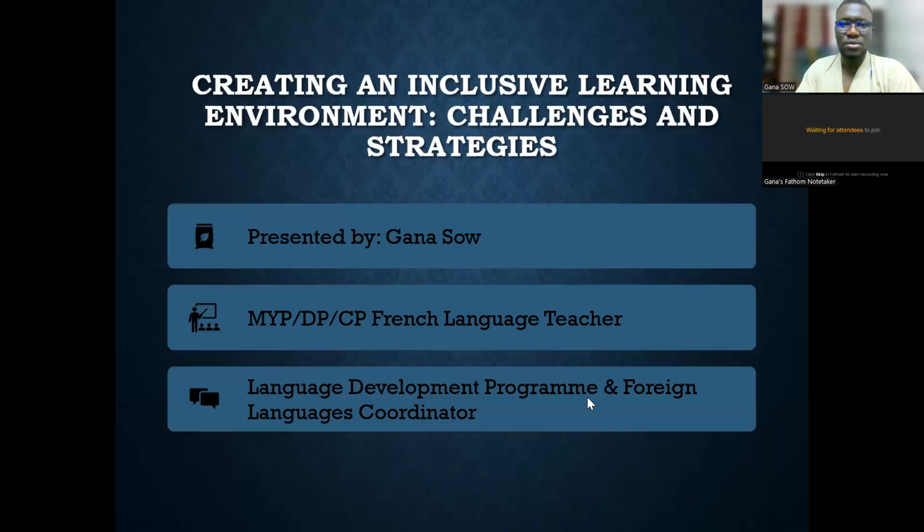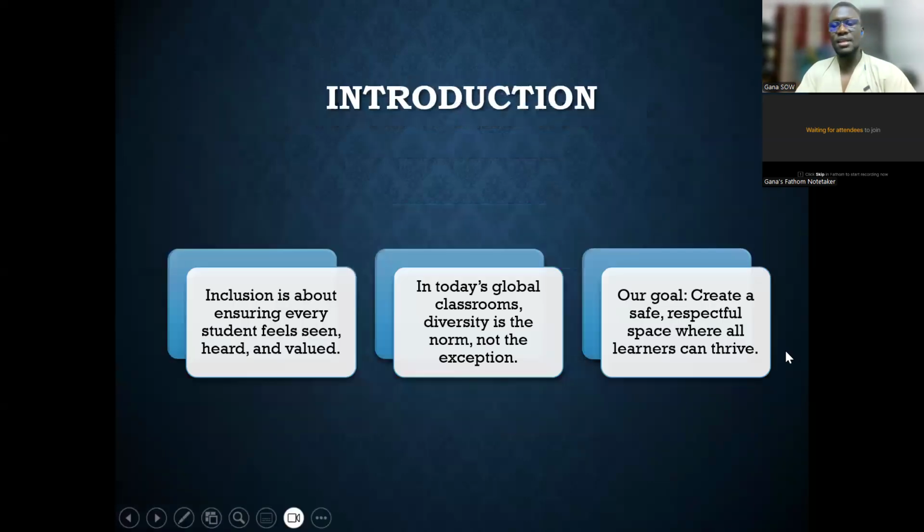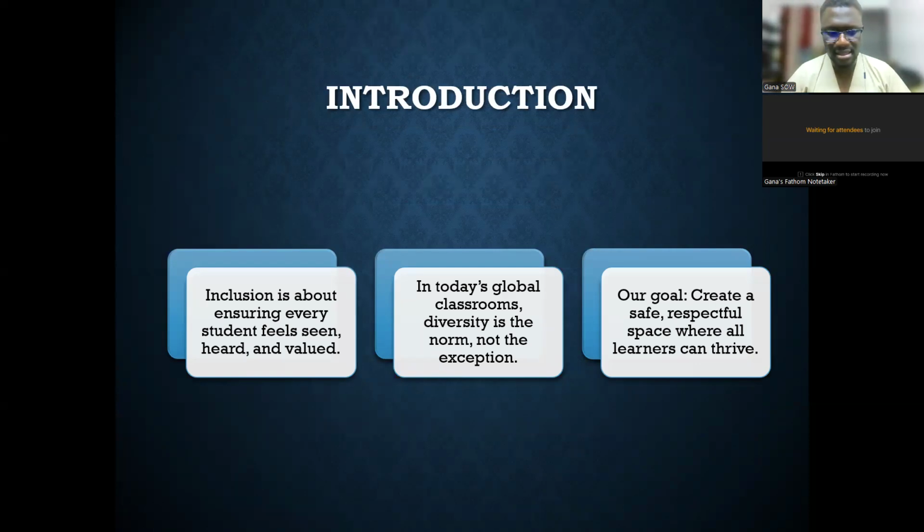To talk about creating an inclusive learning environment, inclusivity for me, it is a culture. It is a culture that is developed by all the stakeholders that are involved in the learning environment: students, management, teachers, and even the helpers all around. It is a place where students feel safe, seen, heard, and valued in order to be able to evolve in that environment.